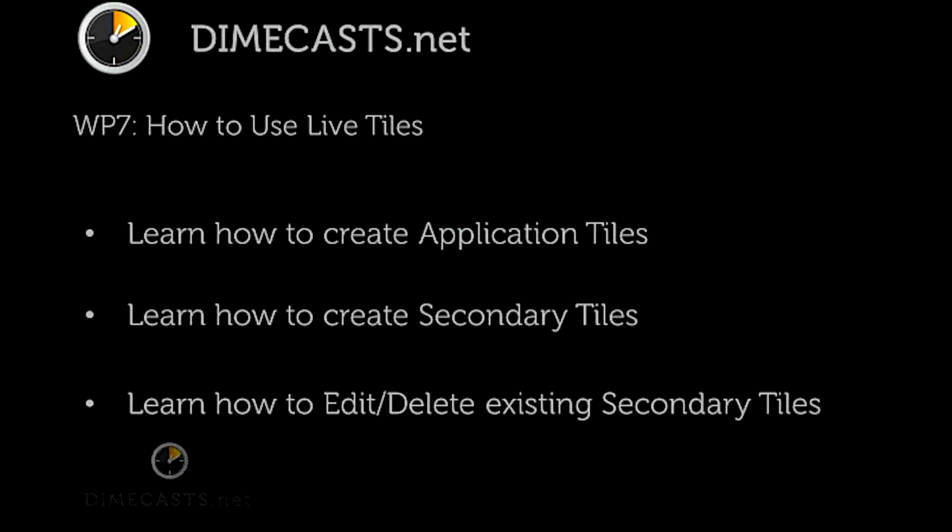But in Mango they've done two things. They've added the ability for the tile to flip so you can add content on the back side of it, as well as added the ability to create a secondary tile for your application. And this is a tile that will allow you to deep link into a given page with context into your app so that the user can click the tile and go straight to that page versus go straight to the main screen of your app.